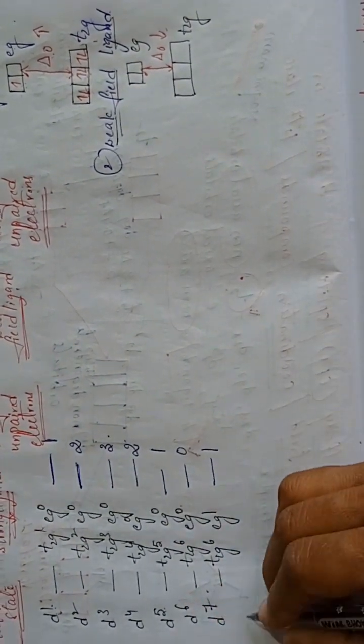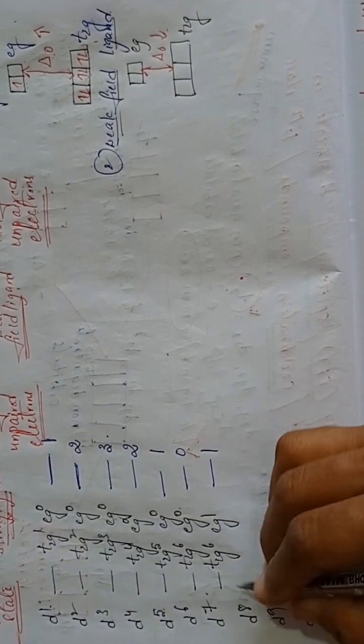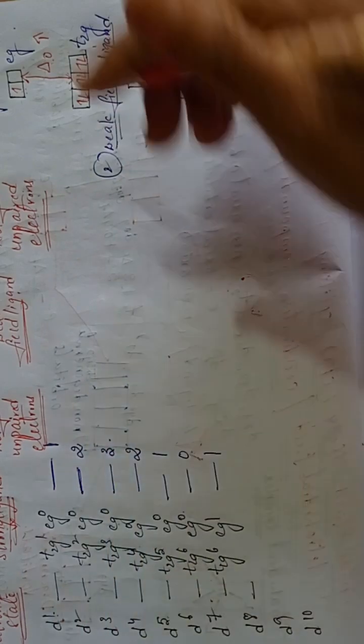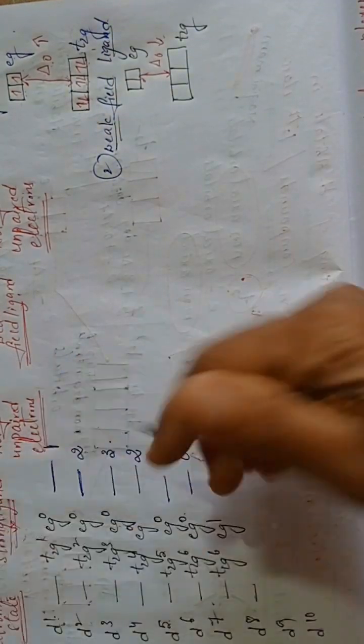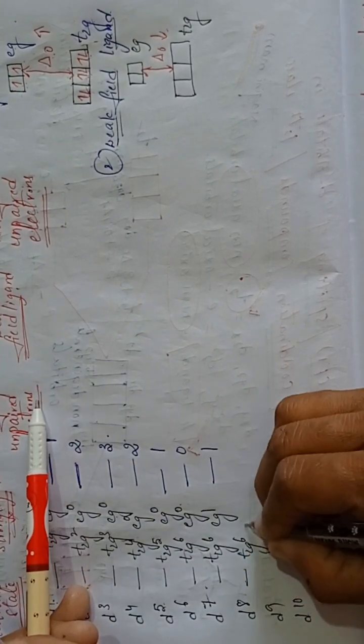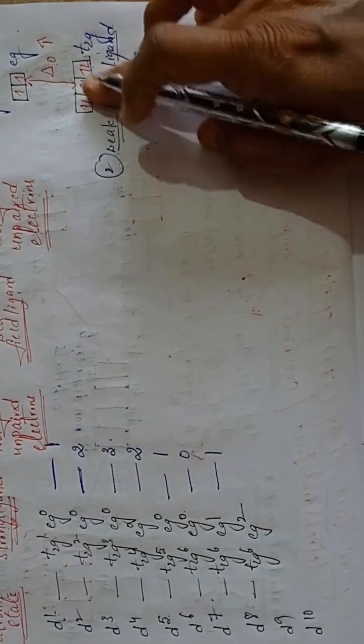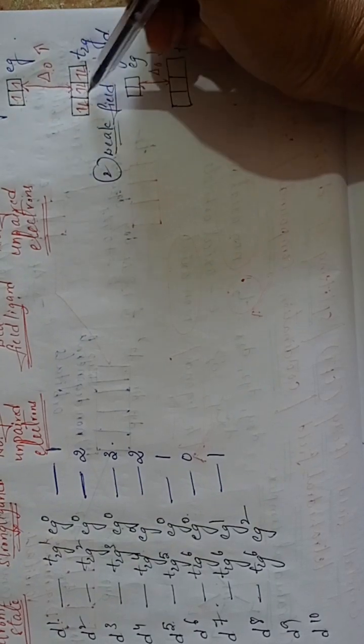Next one, D8. D8 electronic configuration. D8, D9, D10. Okay, first D8. Where is the 8th electron going? Eg. Correct? So what is the electronic configuration? T2G6, Eg 2. Are you clear? How many unpaired electrons are there? 2 unpaired. These are all paired now. So here 2 unpaired electrons will be there.